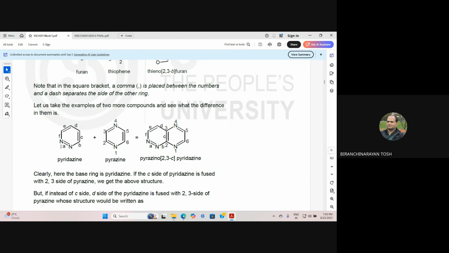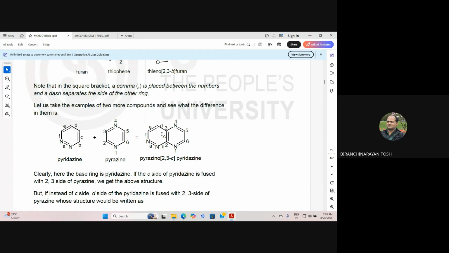Okay, this is pyridazine and this is pyrazine. 1,4 position is pyrazine, 1,2 position is pyridazine. Diazo, like diazo. You start from pyridine, then diazo are there, so pyridazine. This is pyrazine, 1,4 position is pyrazine. When they are fused together, this 1,2 position has the heteroatom, so this will be the base ring.